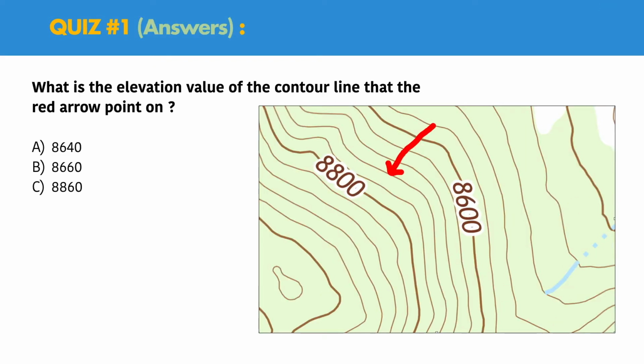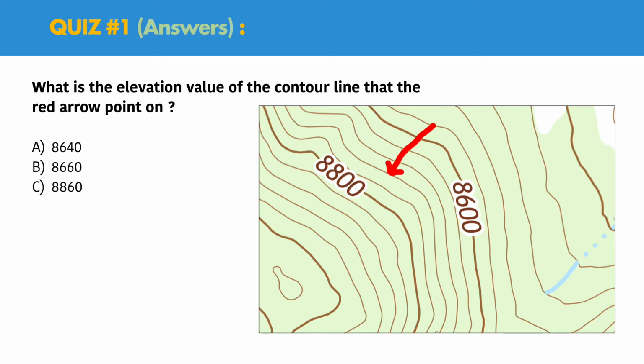Answers and explanations. For quiz number 1, what is the elevation of the contour line that the red arrow points on? A. 8,640, B. 8,660, C. 8,860. The first thing we should search for to answer this quiz is to know the contour interval.